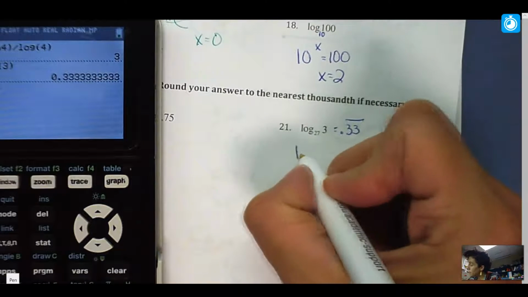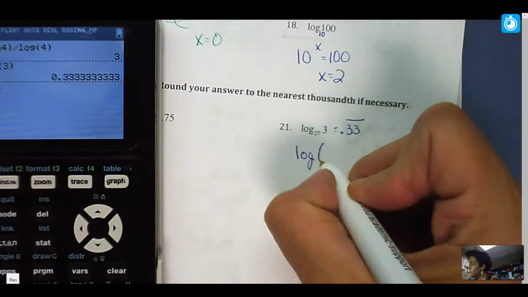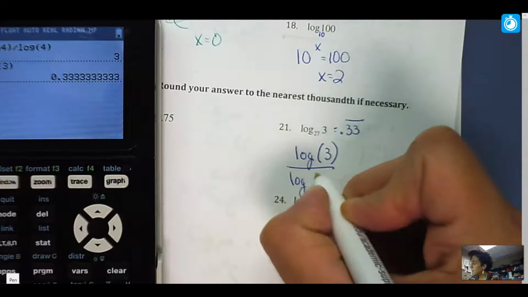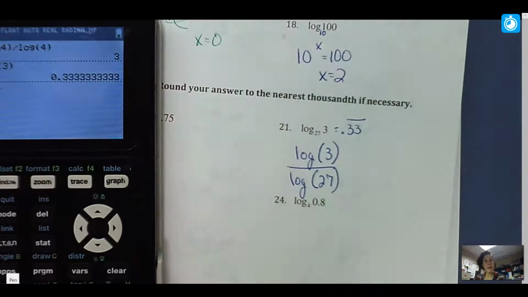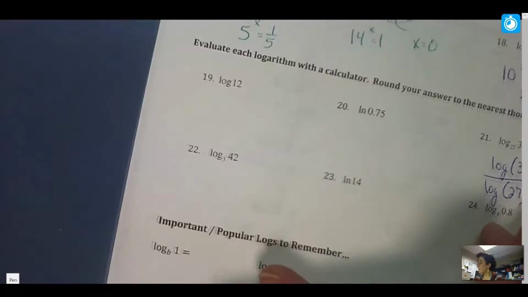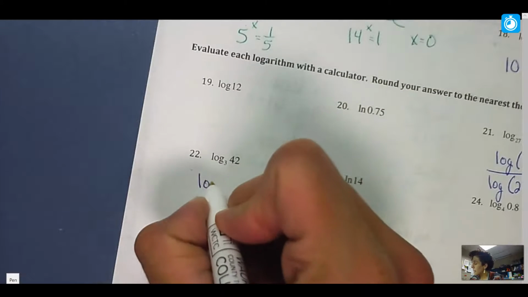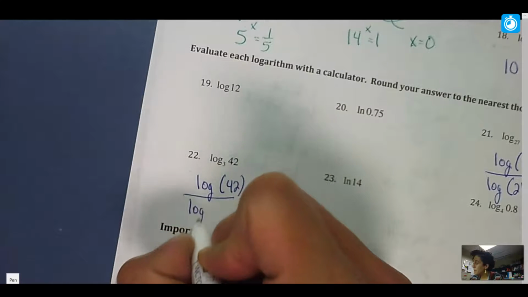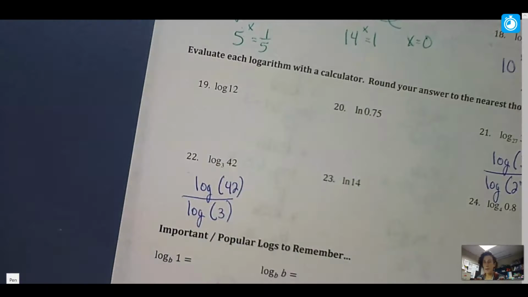But if you don't, then you need to do log, it starts parentheses, close the parentheses, and then log and put the base in the bottom. Remember, base in the bottom, and then you'll get the same answer. So for this one, I would do log 42 and then log 3, base in the bottom.